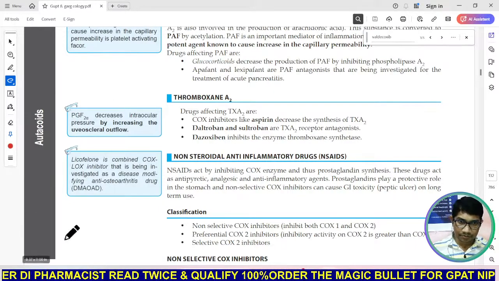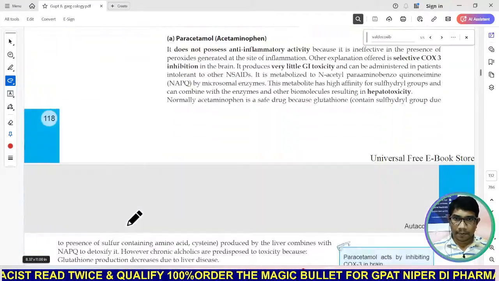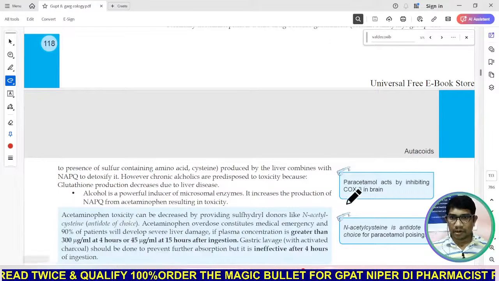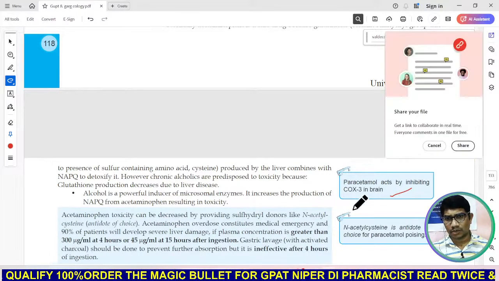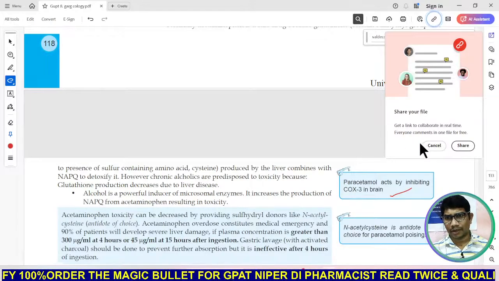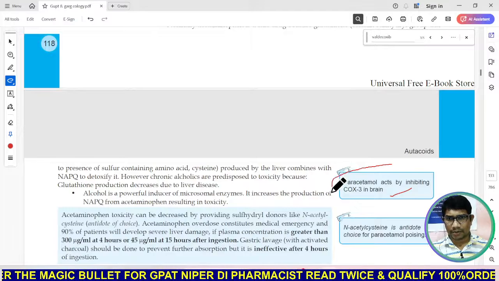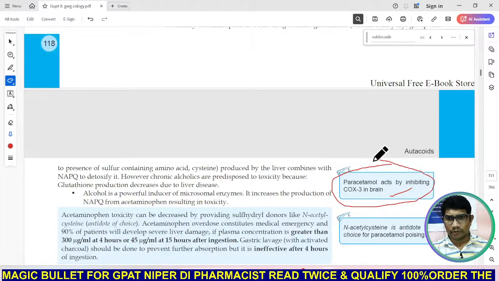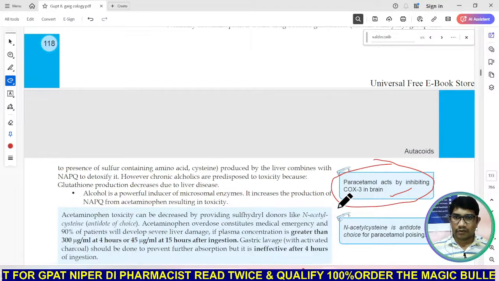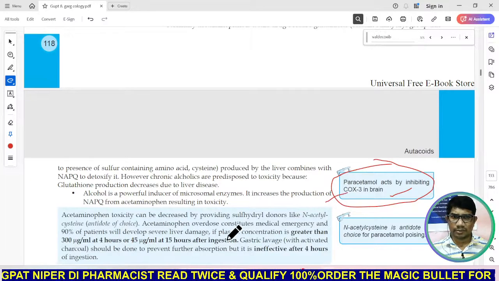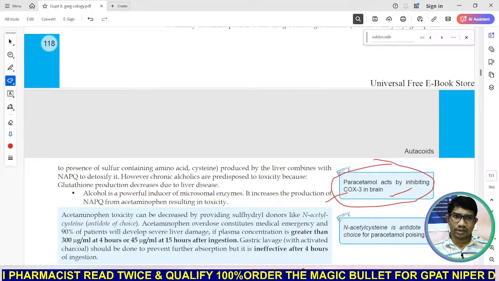Like for example, remember, very important, paracetamol acts by inhibiting the COX-3 enzyme. Paracetamol acts by inhibiting the COX-3 enzyme. Very important. So it is a selective COX-3 inhibitor in the brain and a non-selective COX inhibitor in the periphery.